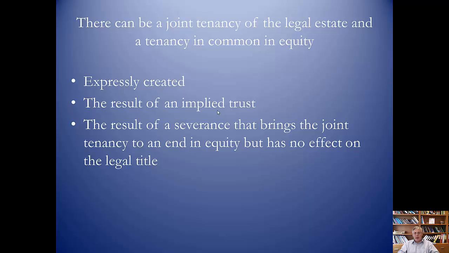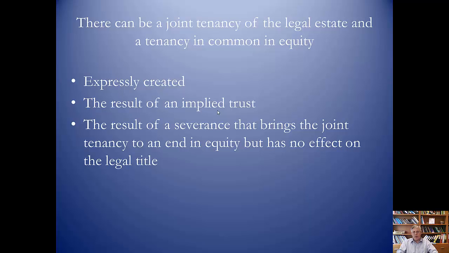First of all, there could be an express trust, so that there's a joint tenancy of the legal estate, but the joint tenants are holding on trust. The second is the possibility of an implied trust. There's a joint tenancy of the legal estate, but there's a resulting trust or a common intention constructive trust, so that in equity there's some kind of tenancy in common.